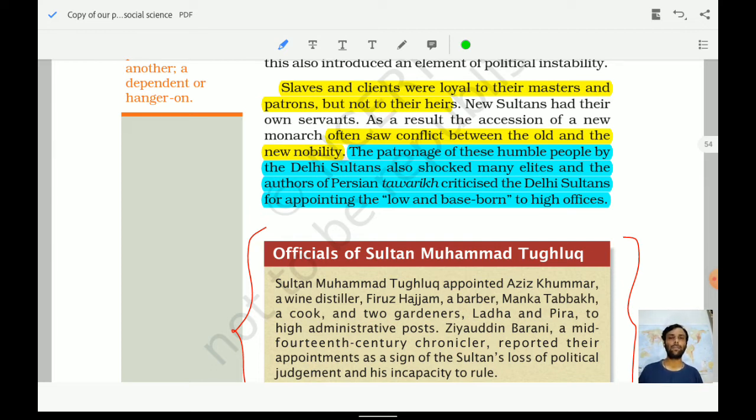The patronage of these humble people by the Delhi Sultanate also shocked many elites, and these authors of Persian Tawarikhs criticized the Delhi Sultans for appointing the low and base-born to high offices. So whenever they appointed people of low birth or the base-born, the people who were writing the histories always criticized these Delhi Sultans who were ruling. Earlier we saw how they also criticized Razia Sultan, right? So these types of things were happening.